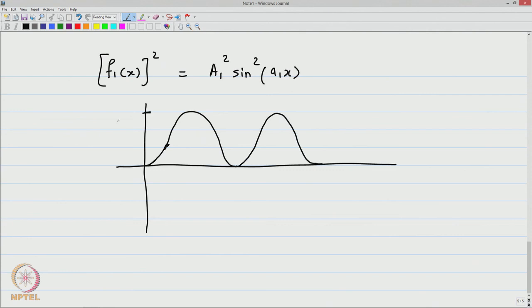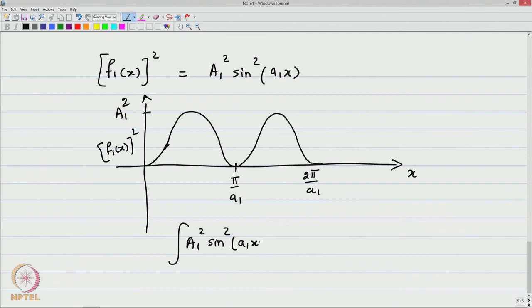So, this is a1 square, okay. This value, this is f1 of x square, this function is plotted on this axis and this is the x axis, and you know that this is the 0 that you had earlier, namely pi by a1, and this is 2 pi by a1. The sine square integral, if you have to do that, a1 square sine square integral a1 of x dx is again between 0 and 2 pi by a1.